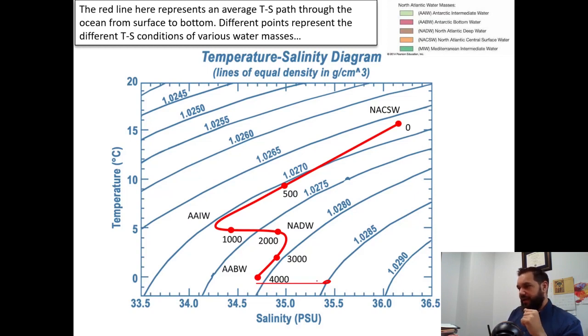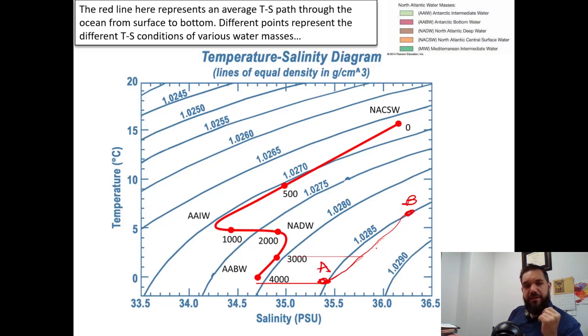So let's say I have one water that's here, and I'm going to call it water A. And I have another water over here, water B. Now they're along the same contour line, so they have the same density of 1.0285. Hopefully you see that. Now when they mix, they're going to mix along a straight line path from there to there. Notice that it doesn't follow the contour line. It's a straight line path between A and B.